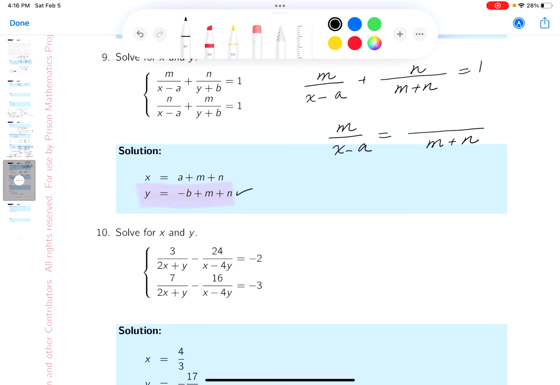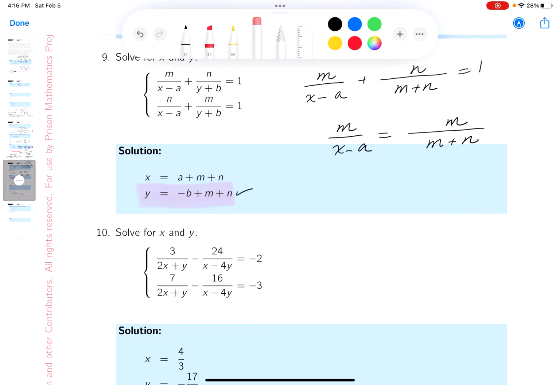I'm sorry, maybe I misspoke. So I'm going to erase this. It's 1 minus n over m plus n. So you'd get m plus n minus n over m plus n. That cancels off, right? So you get m over m plus n. That's a little side work, all right?